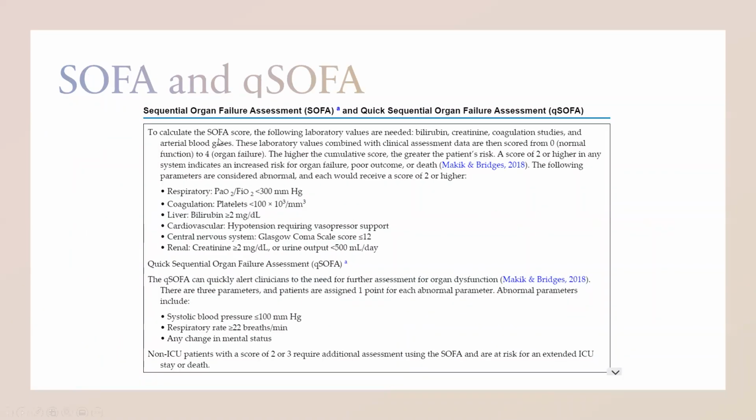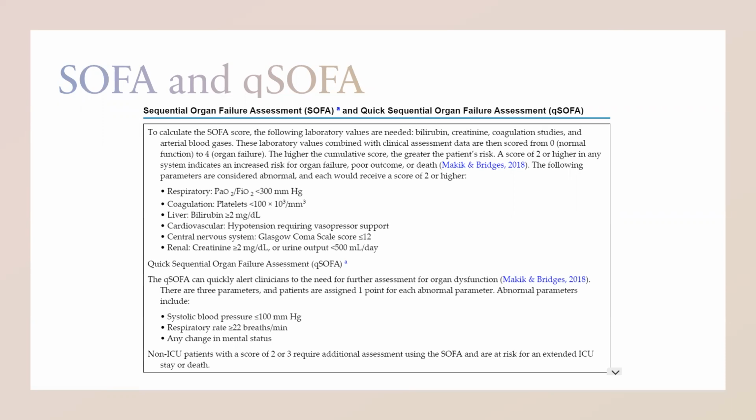So here's the SOFA and the qSOFA. It's a sequential organ failure assessment, and the quick one, right? So in an intensive care unit or critical care unit, you're looking at all these results. They're already in the ICU for a reason, correct? So you're looking at the bilirubin, the creatinine, coag studies, and arterial blood gases. So you're looking at the ability for oxygenation, coagulation, liver function, bilirubin elevated, hypotension requiring vasopressor support to keep that MAP greater than 65, any abnormal GCS, and then your creatinine is elevated or urine output is less than 500 a day.